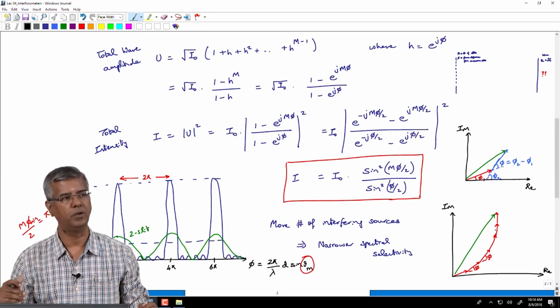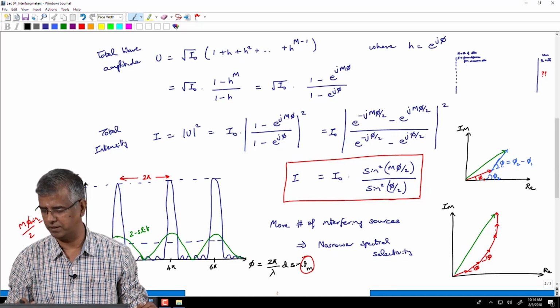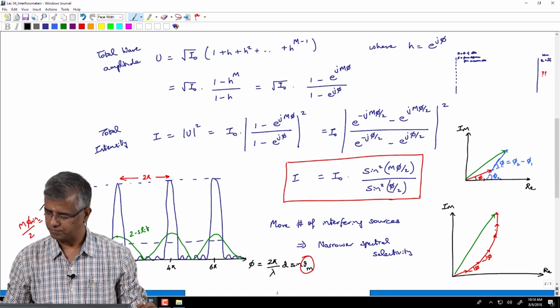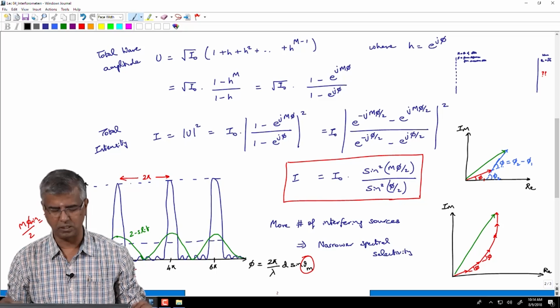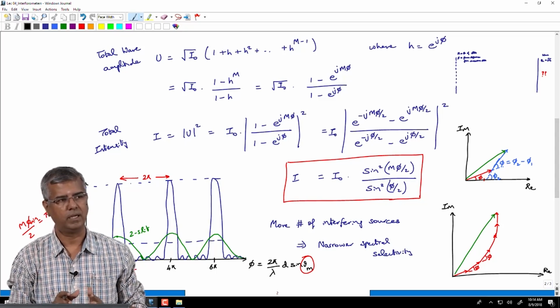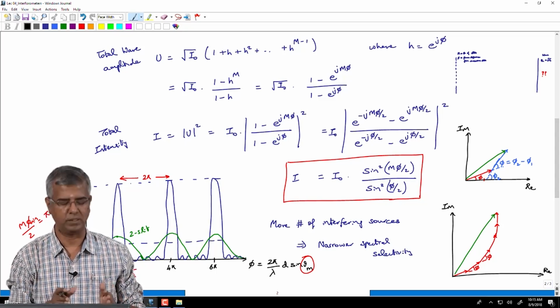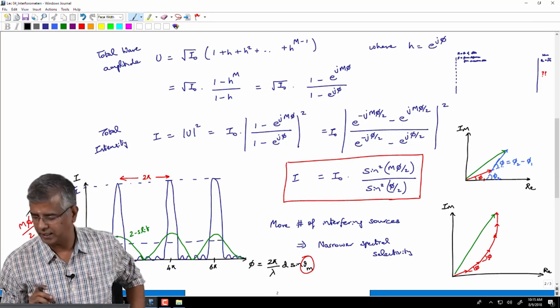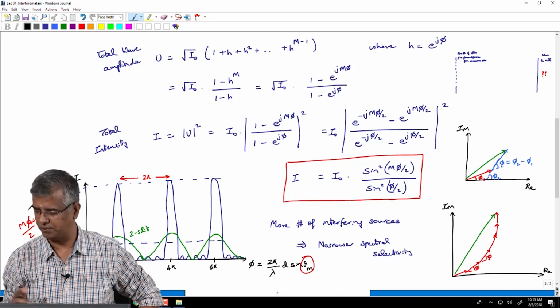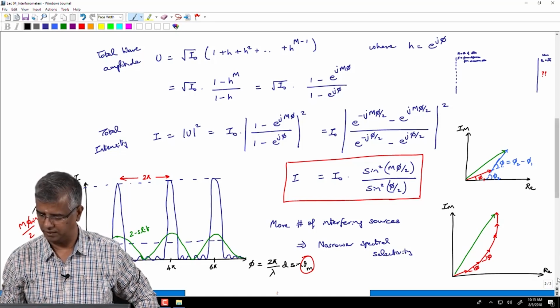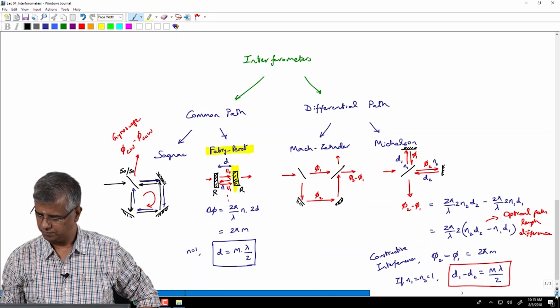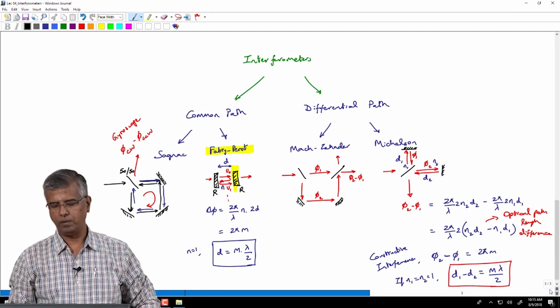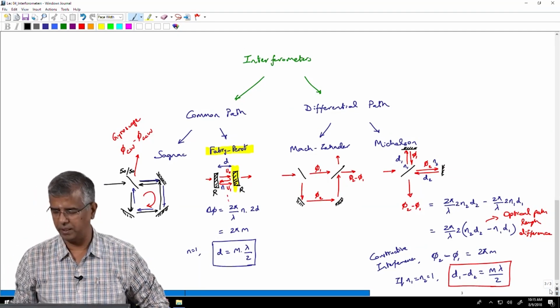So, correspondingly you have a slightly different result, but nevertheless most of the other principles in terms of the number of interfering sources, defining the interference criteria, the constraint in the interference criteria, all those things would carry on. Okay. So, let us move on from here.